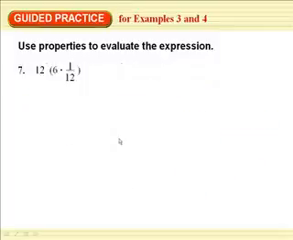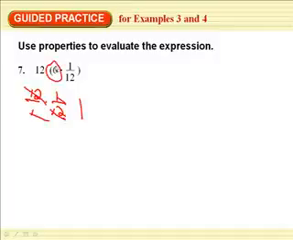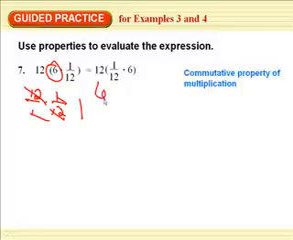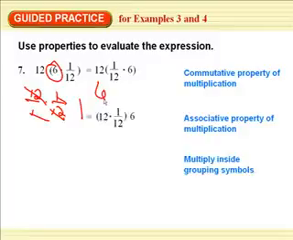Use properties to evaluate. Well, I'm going to switch these around and take 12 times 1/12. That's the multiplicative inverse, because those are going to equal 1. And then all you have left is the 6. 1 times 6 is 6. There's the commutative property. They changed the 12 times 1/12. And I don't know if we've talked about the multiplicative inverse. I'm sorry if we haven't, but anytime you take a number times its reciprocal, when you flip it over like a fraction, that always equals 1.